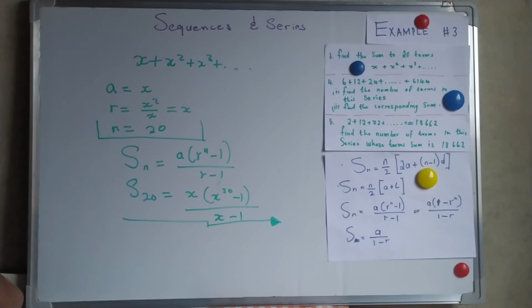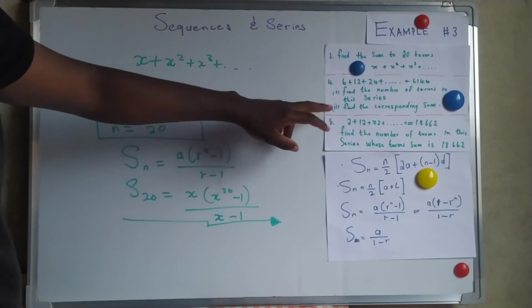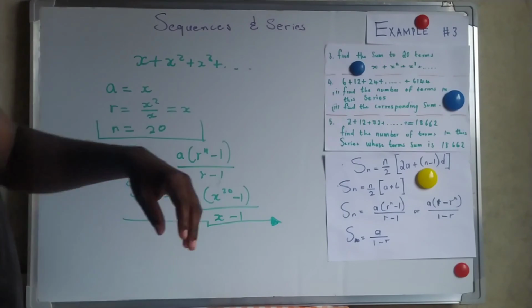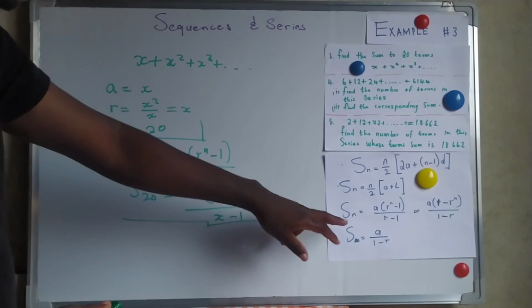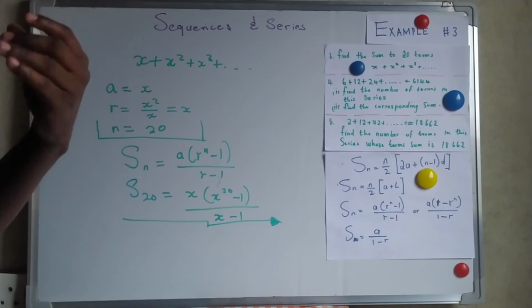So I'm going to stop here for this video. The next video will look at example number 4 and example number 5, and then we're going to start on the sum to infinity, how it was derived, and look at examples.